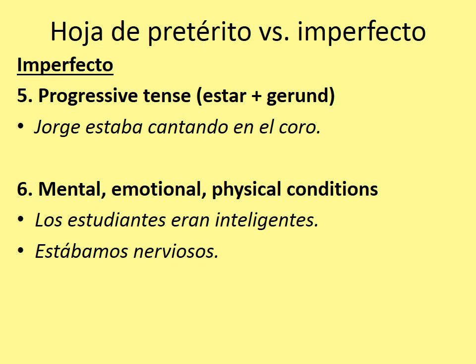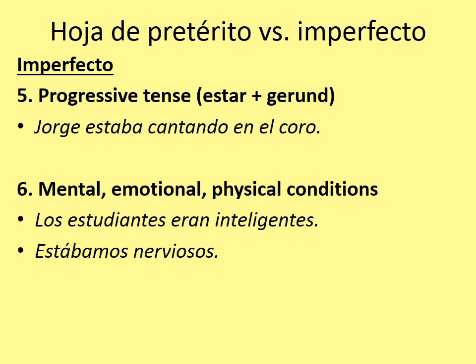And the last two here are the progressive tense. If you're going to use estar plus the gerund, which is the ing in English, Jorge estaba cantando en el coro. He was singing in the choir. So this is something that he was doing. This time it wasn't interrupted, but it was the fact that he was in the process of doing it.